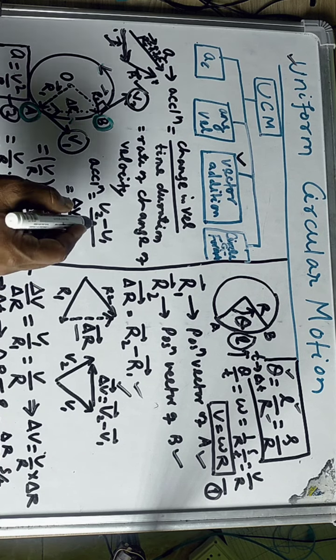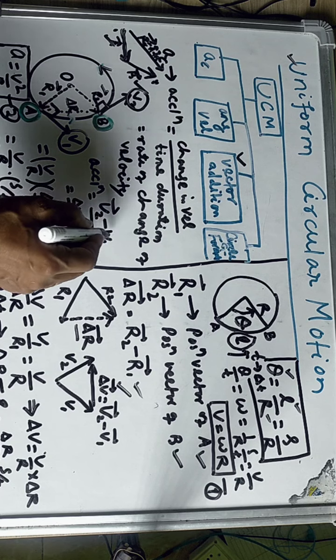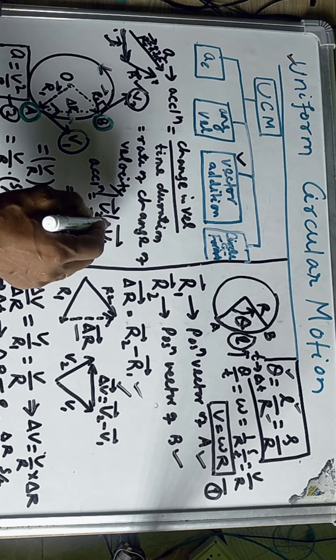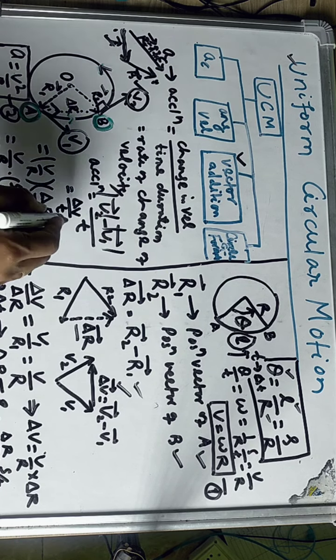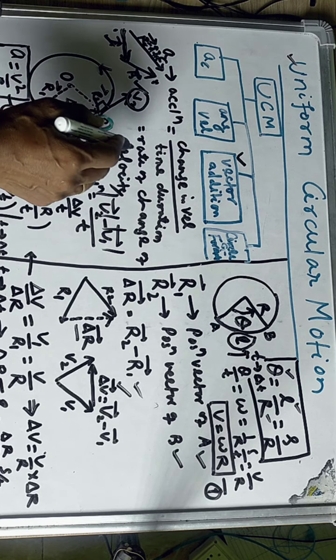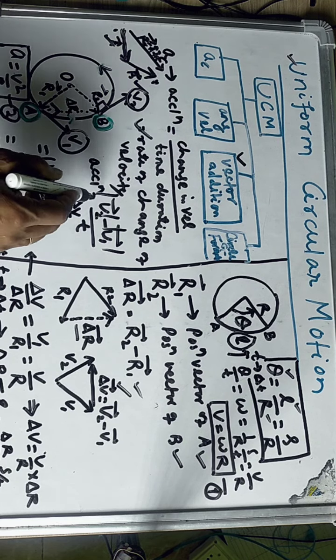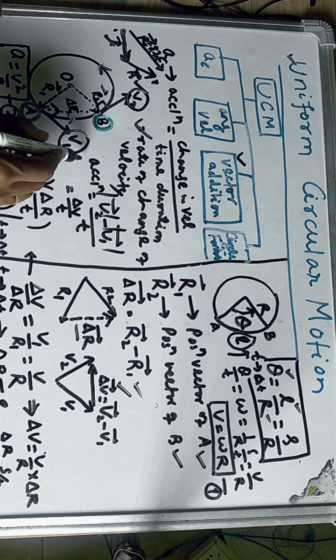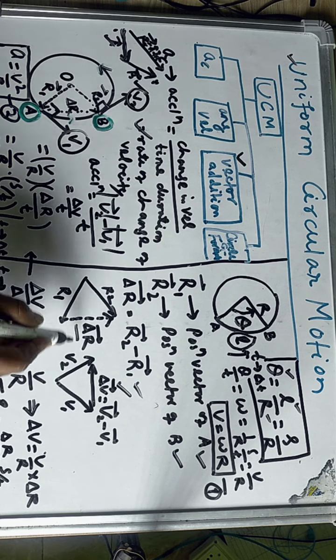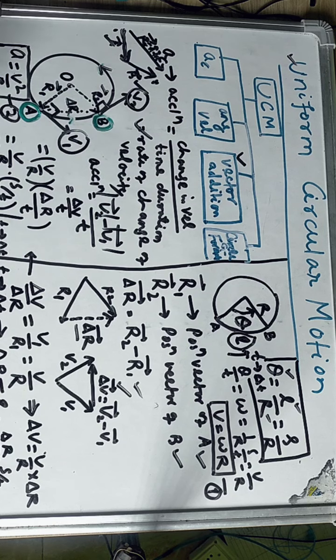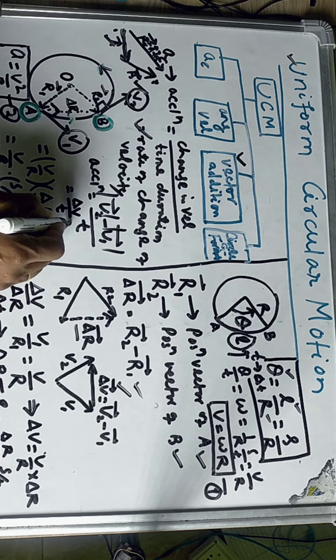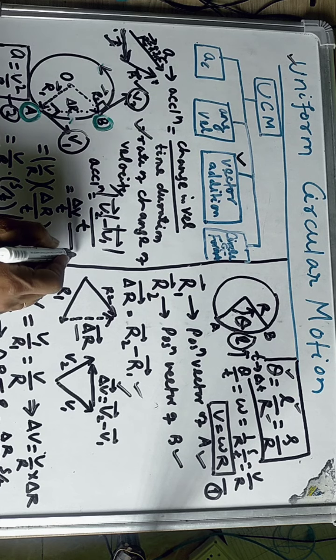Acceleration is the change in velocity by time duration. That is, v2 minus v1 is the change in velocity delta v, by t. We know acceleration is the rate of change of velocity, or change in velocity by time, so let's say acceleration is equal to delta v by t. This is equation 1.